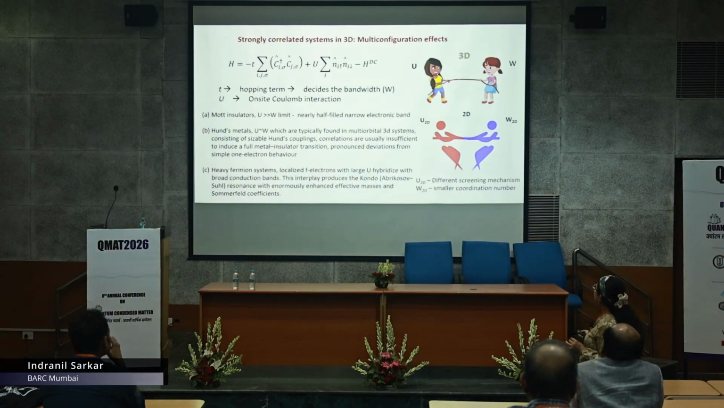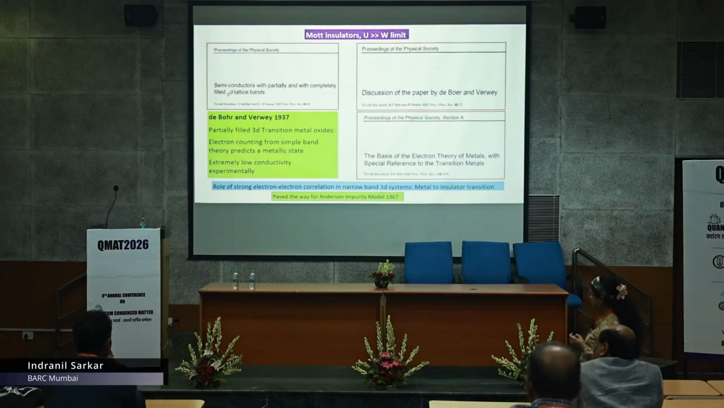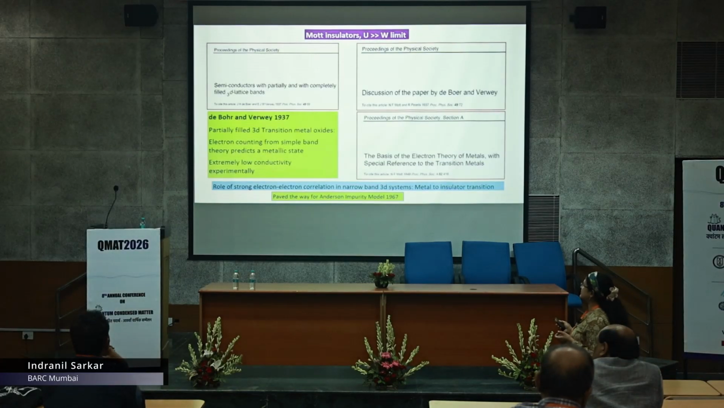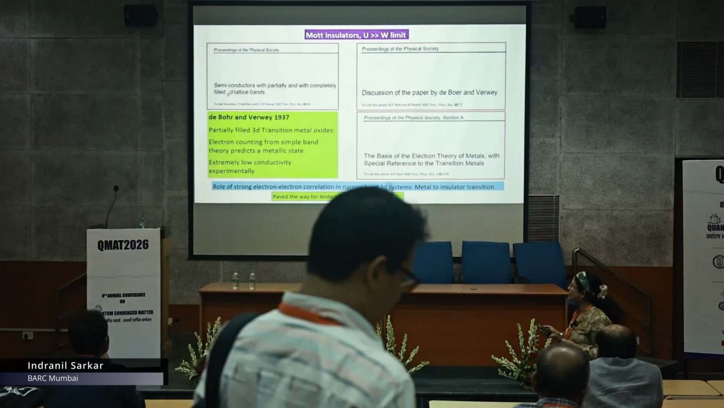And the Mott insulator is in the U much greater than W limit, and you can also get Hund metal or heavy fermionic system, which are various types of strongly correlated system in 3D. But for 2D, whatever happens, it is not known.